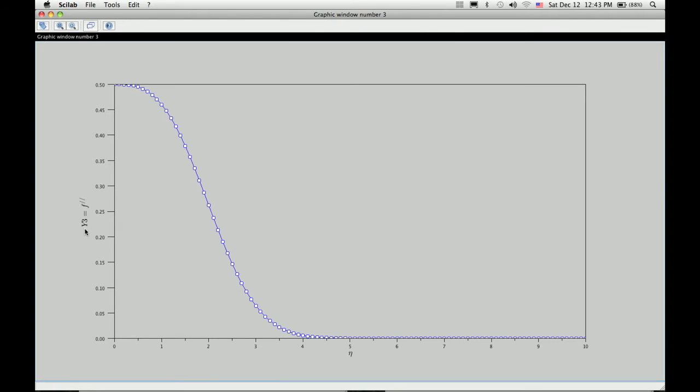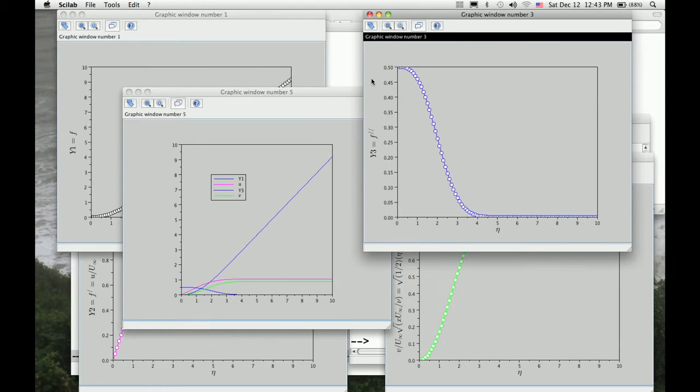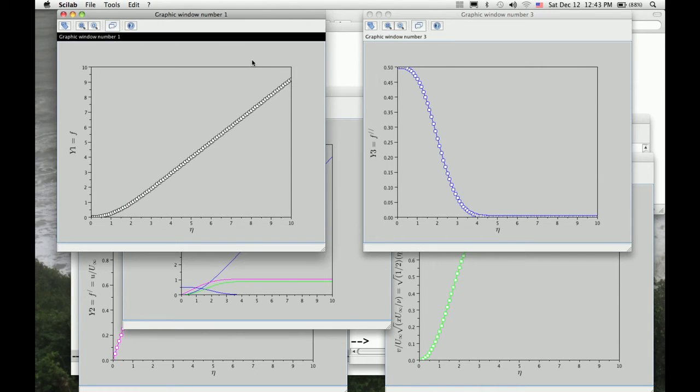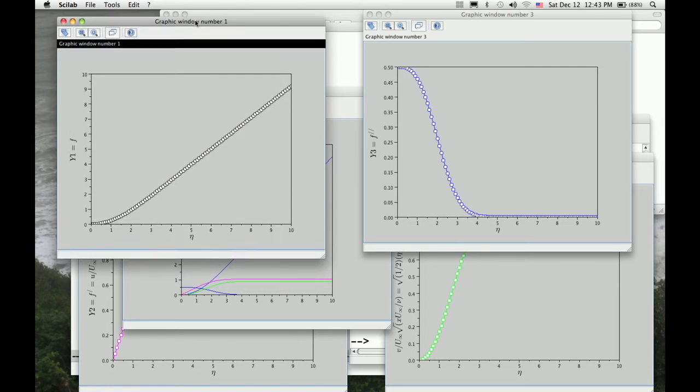So we get y3, which is nothing but f double dash. So we also plot f double dash versus eta. So essentially what we're doing is, this is f dash, okay. So this is f. In window 1, if you can see, this is window 1, okay. At the top you can see window 1. So this is f versus eta, right.